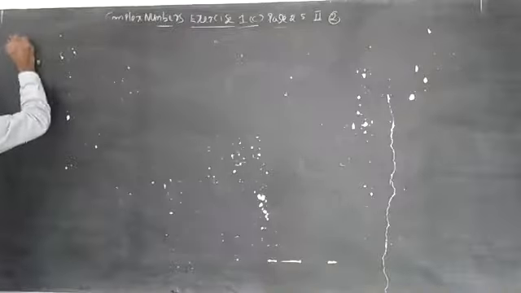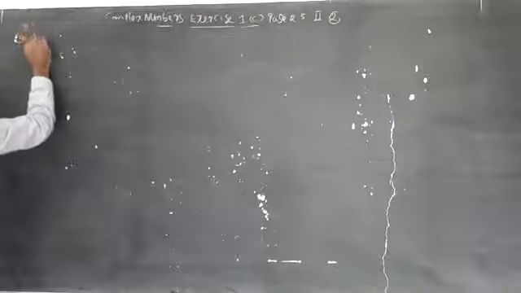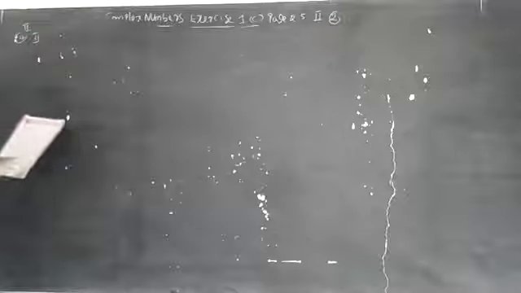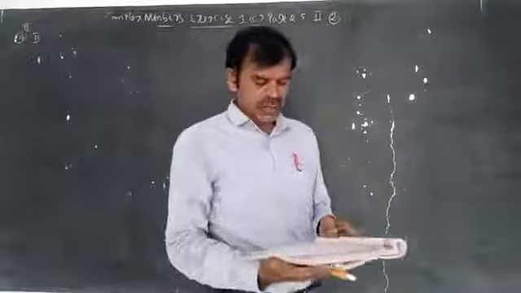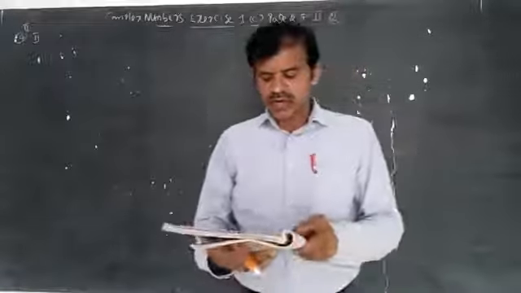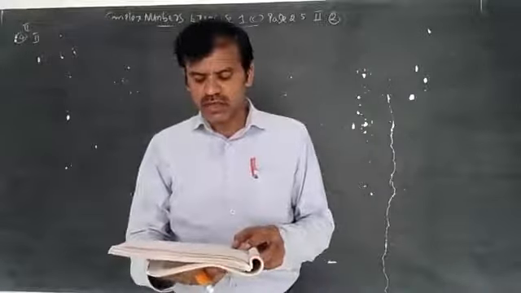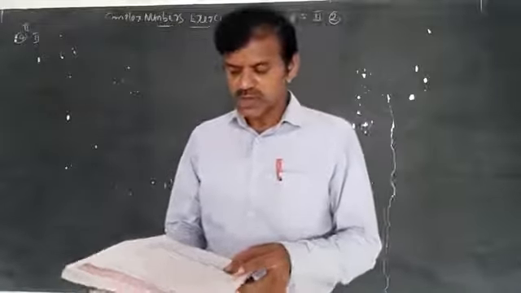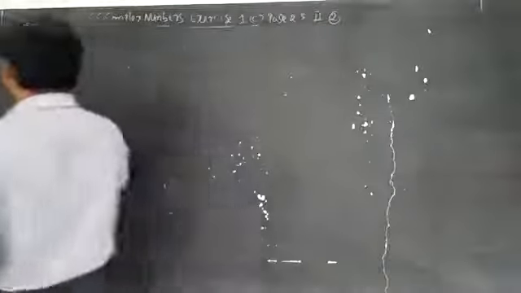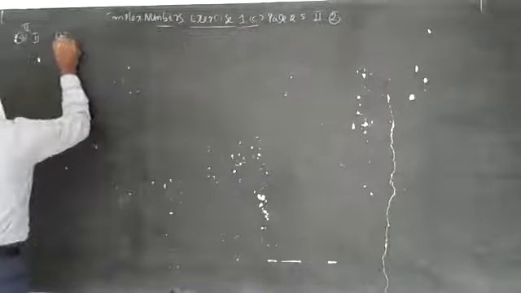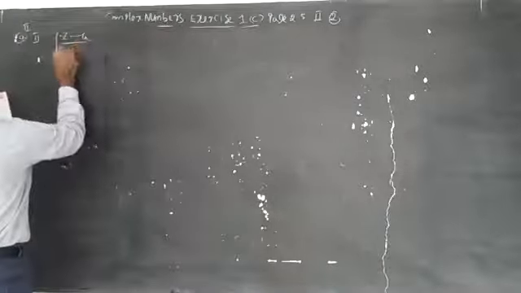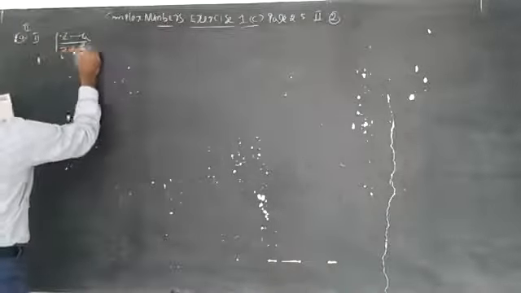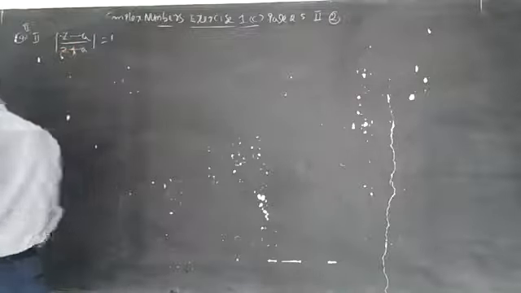Fourth question, in Roman numeral 2, general number 4, second question, this is the last question of exercise 1C. If z is equal to x plus iy, and the point P represents z in the Argand plane, modulus of z minus a by z plus a is equal to 1, then find the locus of it. Easy question, modulus of z minus a by z plus a is equal to 1.